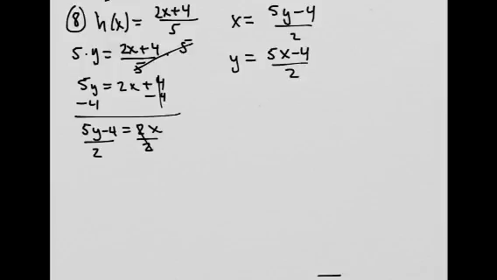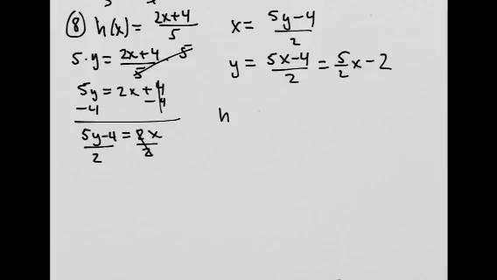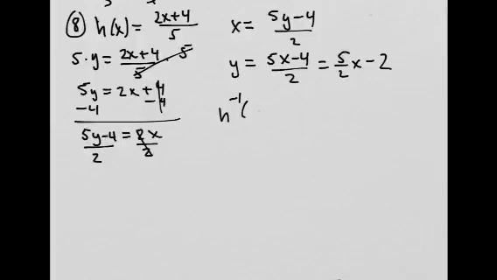And then change it to function notation. Now if you want, you could write it as 5 halves x minus 2. Either one is fine. So sorry, not f inverse, but h inverse of x is 5x minus 4 over 2, or 5 halves x minus 2. So either one is acceptable.